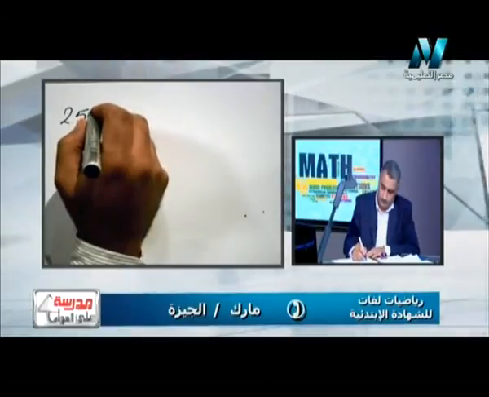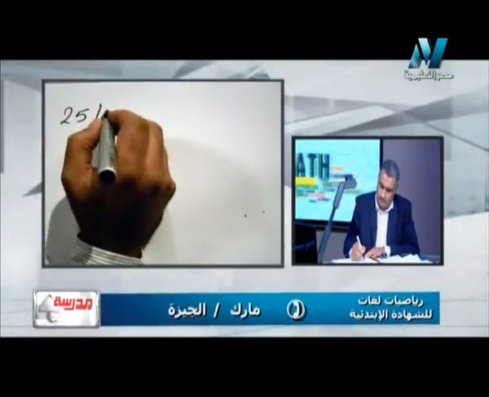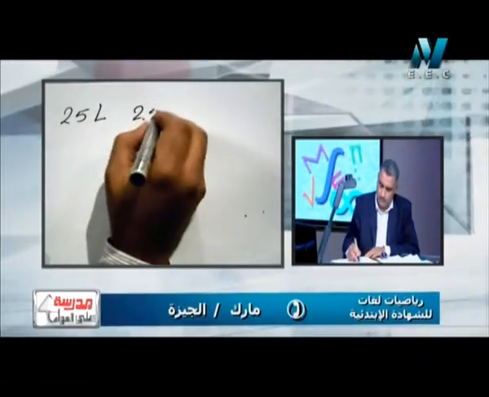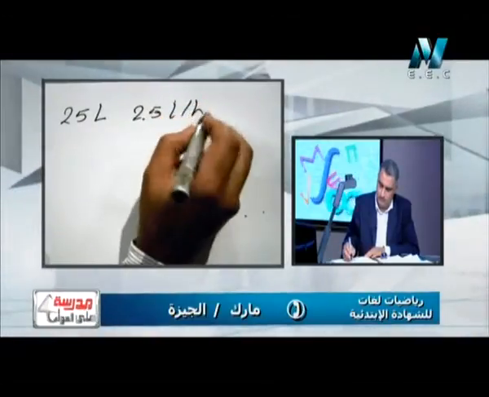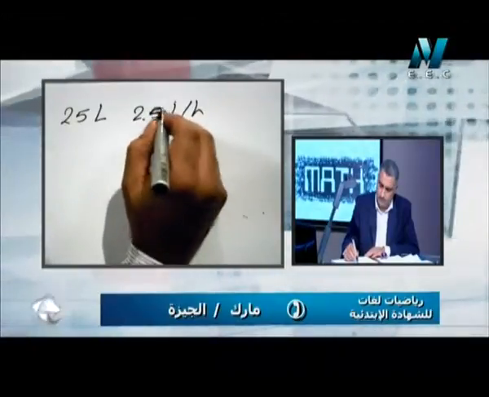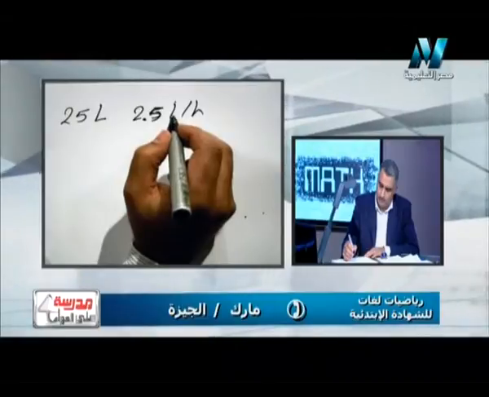A painter has 25 liters of paint. He uses 2.5 liters of paint per hour. If he finished his work after 5.5 hours, then how many liters of paint are remained?